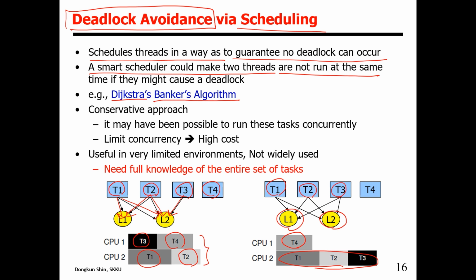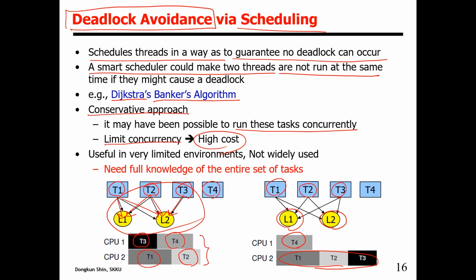But this deadlock avoidance technique is a very conservative approach. It may have been possible to run these tasks concurrently, and even though we execute these tasks concurrently, the deadlock will not occur. But to avoid a deadlock situation, we limit the task execution concurrency, so it incurs high cost, high overhead.